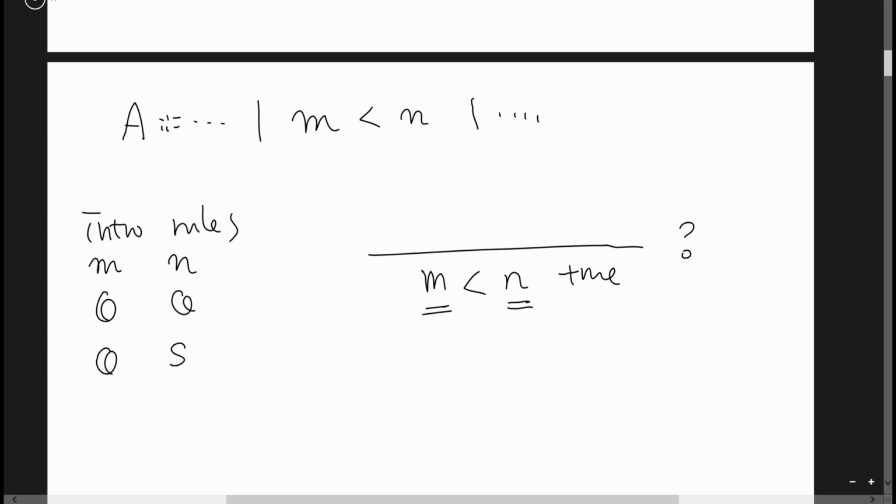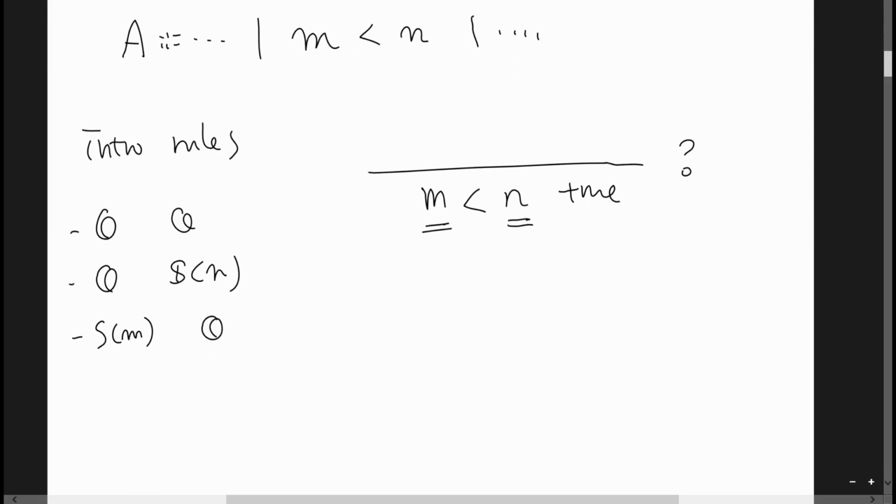0, 0. Then 0, successor of something, which is successor of n. And the third case is successor of m and the second one is 0. Finally, successor m and successor n. So let's go to each case one by one.